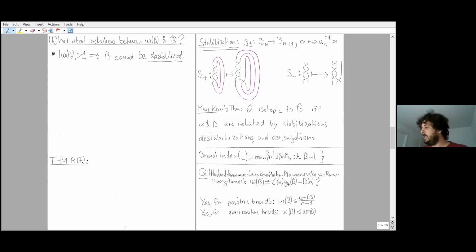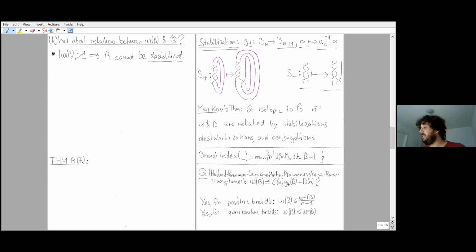Stabilization is an operation that sends a braid to a braid on one more strand. It's not just the inclusion. I send an alpha to a last generator to the power plus or minus 1 times alpha. And let me do this in pictures. The point is, forget for a second the pink closure. You take a braid, you draw it again with one more strand, and you add one little crossing. Here it is. For the negative stabilization, you do the same thing, but you do a crossing with opposite sign.